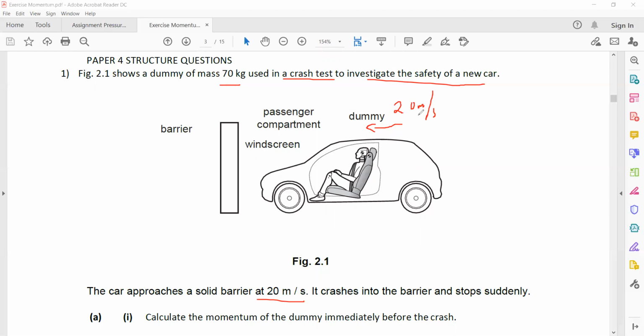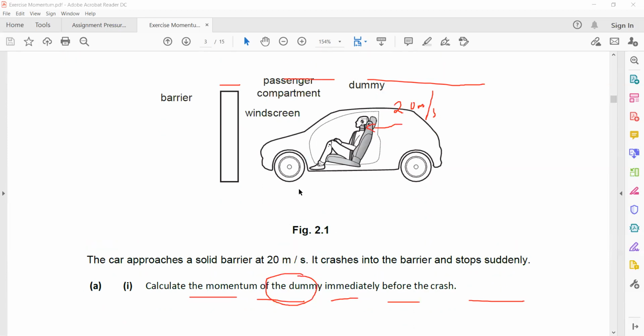That's why the dummy will remain inside the car. If the dummy was moving slower, the dummy would be outside the car. If the dummy is moving faster, then the dummy would be ahead of the car. But both are moving with the same speed, that's why the dummy is inside the car. So the car approaches a solid barrier at a speed of 20 meters per second. It crashes into the barrier and stops suddenly. With the moment the car stops, calculate the momentum of the dummy immediately before the crash.